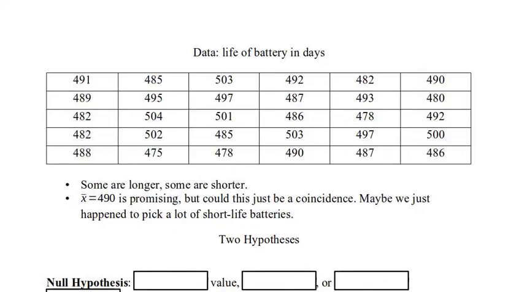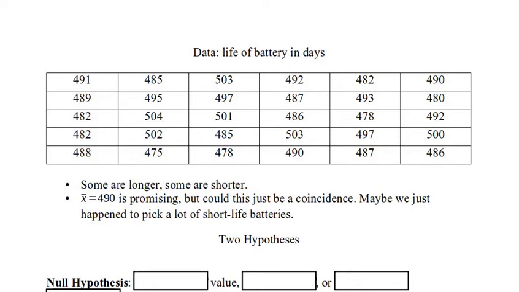So let's start by looking at our data. So this is for the 30 batteries that we collected, how long they lasted in days. So that first battery lasted 491 days, and it looks like the last one 486. Some are longer, some are shorter. Notice that some of these are over 500 days. There's a 502, a 504, a 501, a 503. Some are shorter, some are longer.